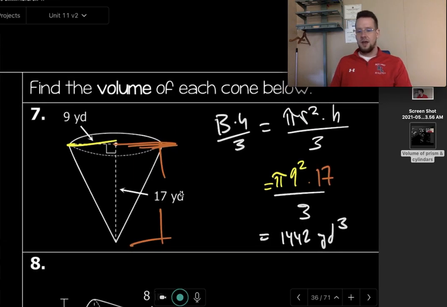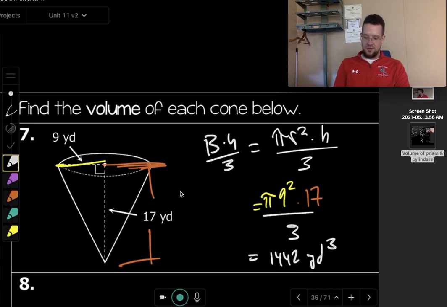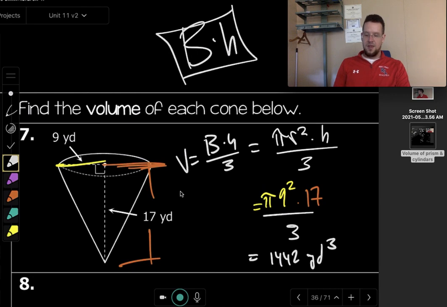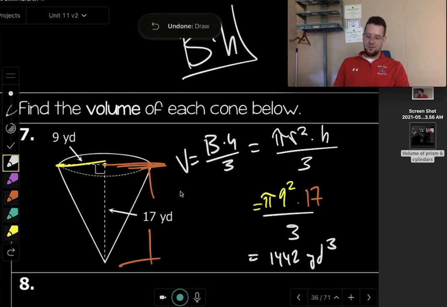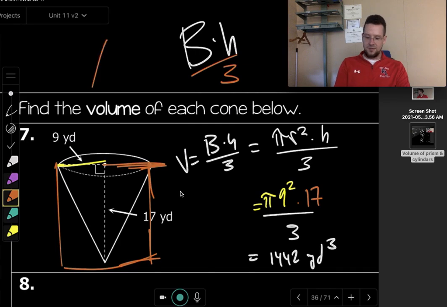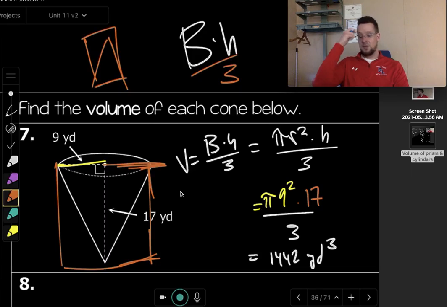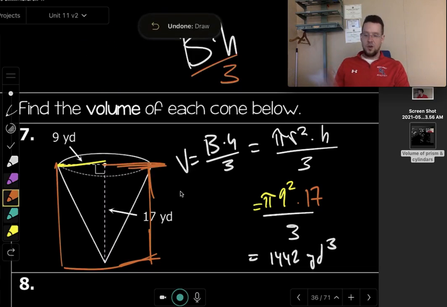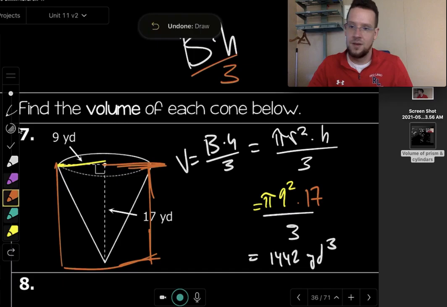Not bad. So, again, the idea here for volume is pretty simple. For all of our figures, the volume is the area of the base times the height of the solid. So this is kind of the distance between bases, or just the height of the whole thing. And if it's a pyramid or a cone, you're just going to divide it by 3. So volume overall is a pretty easy topic to approach.